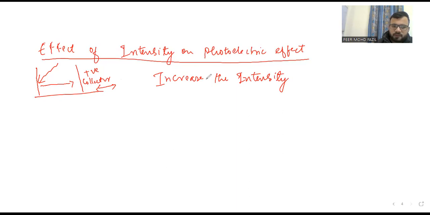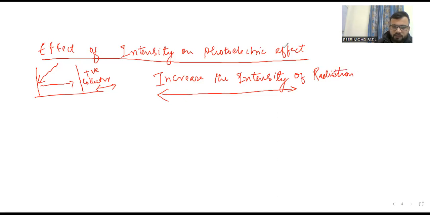So if it is being asked what is the effect of intensity on the photoelectric current, if we keep the positive potential of the collector plate constant, we will not change its magnitude. But if I have to change the photoelectric current, I need to increase the intensity of the incident radiation.